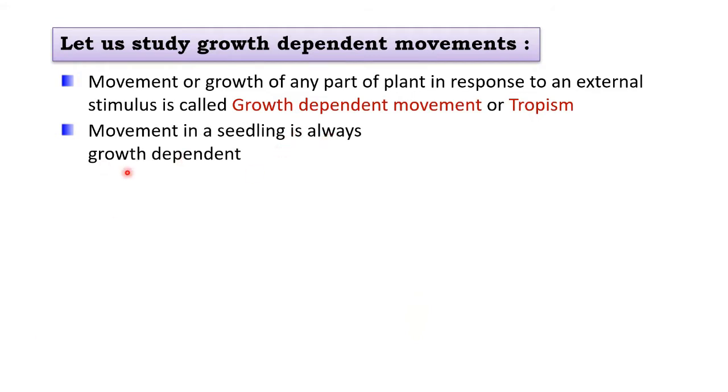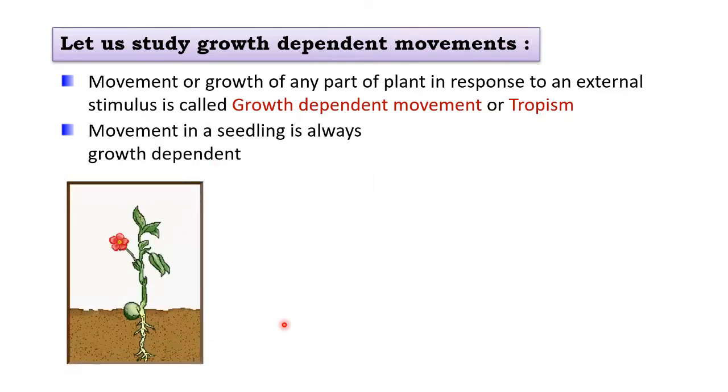Movement in a seedling is always growth dependent, right? When you see a seedling which grows into two systems, the root system and the shoot system, if we see that in fast forward motion, we tend to observe that the motion is growth dependent. It is exhibited due to the presence of growth. If you see over here, this GIF gives you a very good example of how a movement in a seedling is growth dependent movement, right? You can see some movement as well as growth over here. Okay, let's talk about it more.